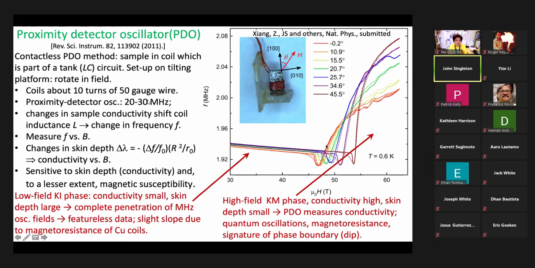Now we get a response as the sample acquires a big conductivity and a small skin depth, and it takes off. We see this response, which is like magnetoresistance, and we see these quantum oscillations on top of it. So we've got a signature of the phase transition from insulator to metal. We got something that looked like quantum oscillations in the metallic phase, in the Kondo metal phase.